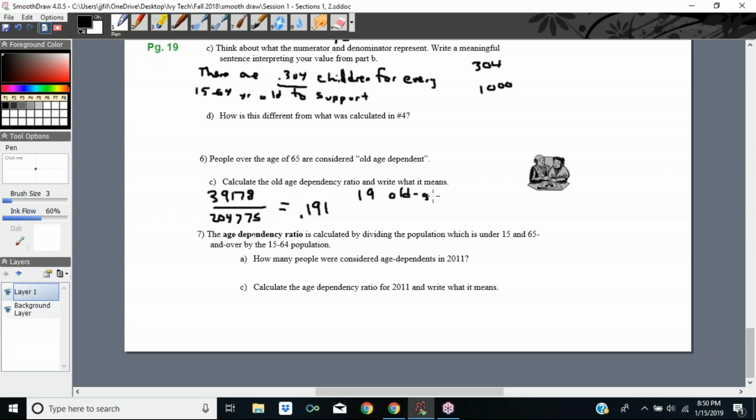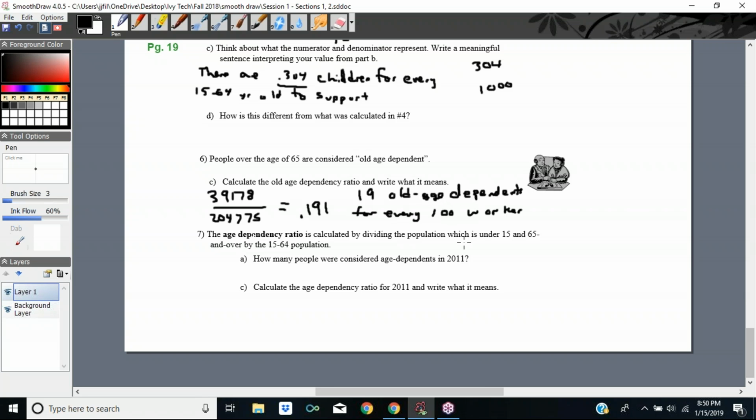So here's another way to write this besides what I did in the last example. There are about 19 old age dependents for every 100 workers. And so each worker needs to support 0.191 old age person besides themselves. Or every 100 workers, it takes 100 workers to support 19 old age dependents. Or 191 for every 1,000, like Kendra says.